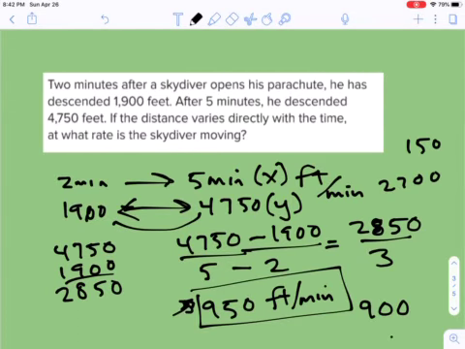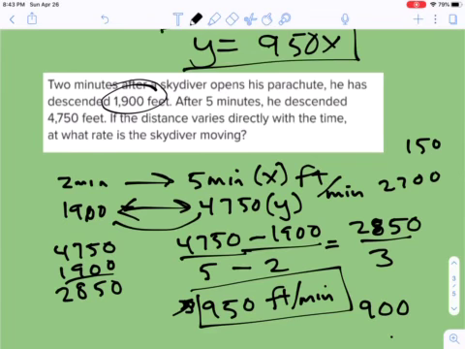So if you were going to figure out where he was going to be after a certain amount of time, you would just say Y equals 950 times X, and that will tell you exactly where he is. So if you did it after 2 minutes, you would get this 1,900 because of 950 times 2. If you did it after 5, you'd get your 4,750. If you did it after 10, you'd get 9,500. Obviously, most skydivers don't fall at a constant rate, but in this situation, he does. So that's kind of what we're looking at.